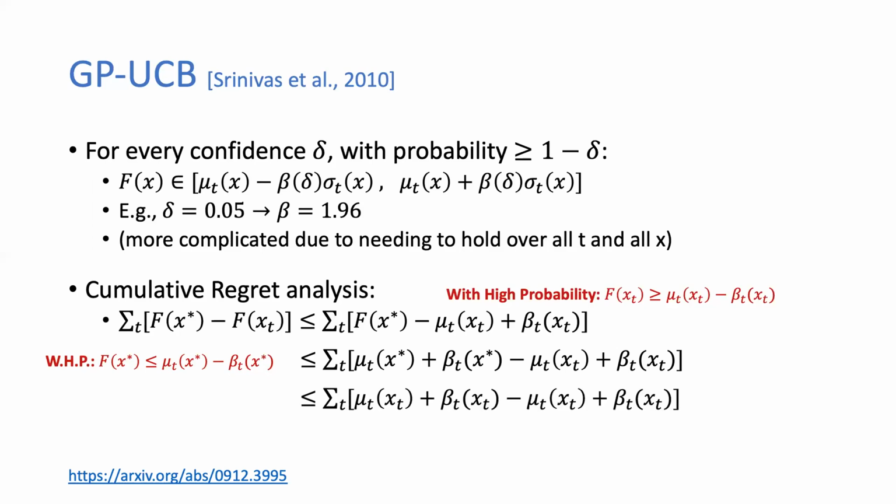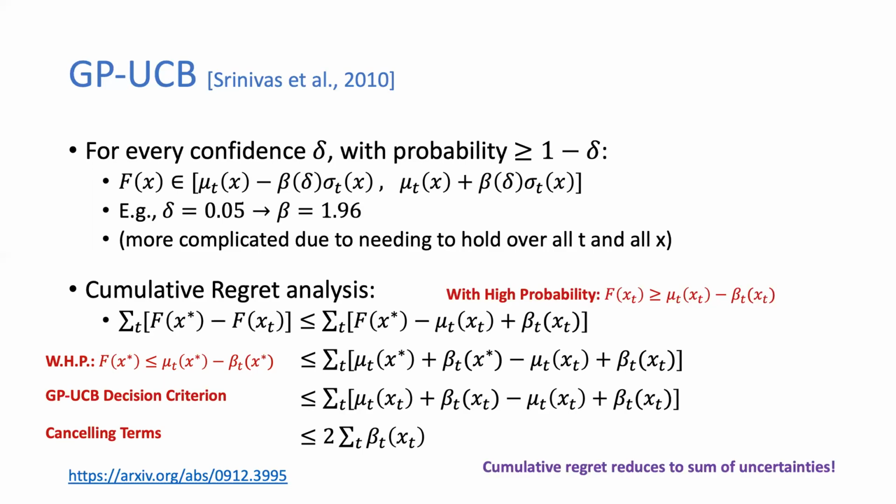And then we observe the GP-UCB decision criteria. The decision making of GP-UCB is to choose the x that has the highest upper confidence bound at every time step. So the upper confidence bound of x star is upper bounded by the upper confidence bound of xt, the choice of our algorithm. And then we eliminate like terms. We eliminate mu sub t because we have an add mu sub t and a minus mu sub t, so we just cancel that out. And we get that the cumulative regret is upper bounded by the sum of the uncertainties, the sum of the standard deviations of the xt that we choose.